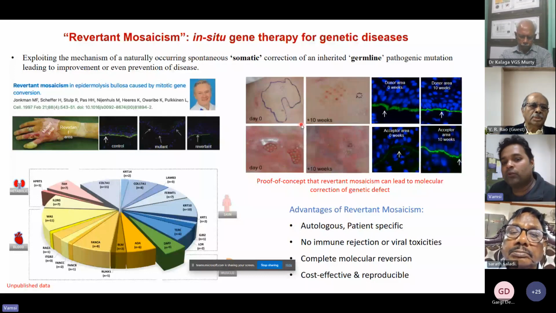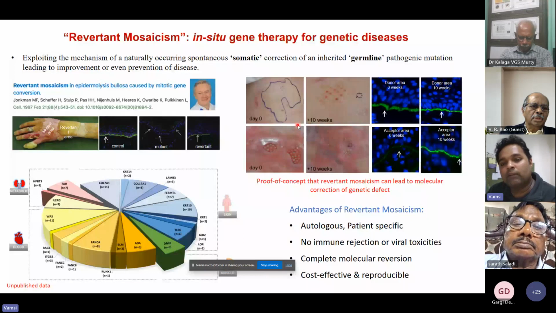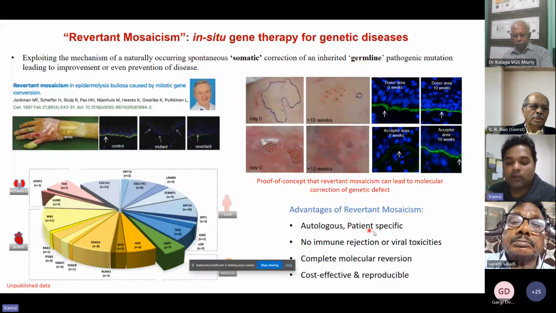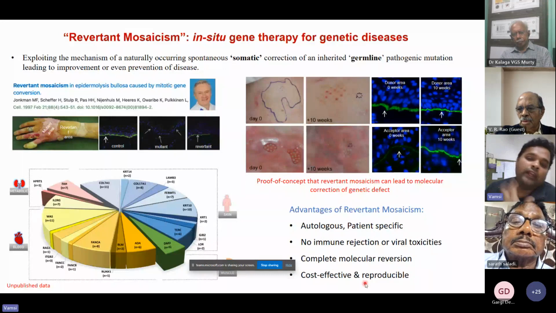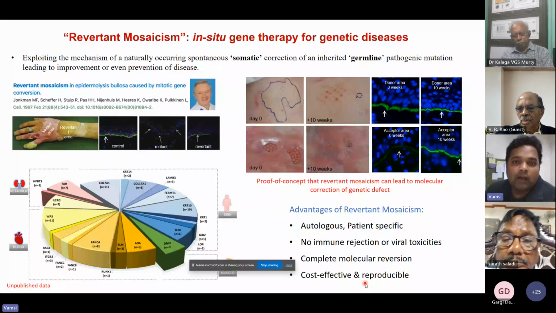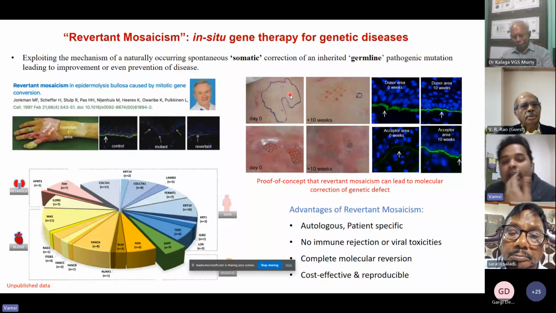So suddenly, imagine a rural patient of epidermolysis bullosa showing a revertant patch, and you're able to identify that patch. You can give it back as a therapy to the same patient because it is autologous, patient specific, no immune rejections, complete molecular revision, and it is cost effective and reproducible. The challenge is only to identify the revertant patch, and suddenly a patient itself becomes their own therapy. You don't need pharmaceutical companies, you don't need multiple things to administer a form of gene therapy in them.